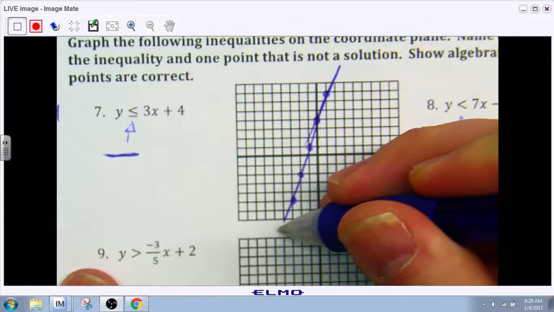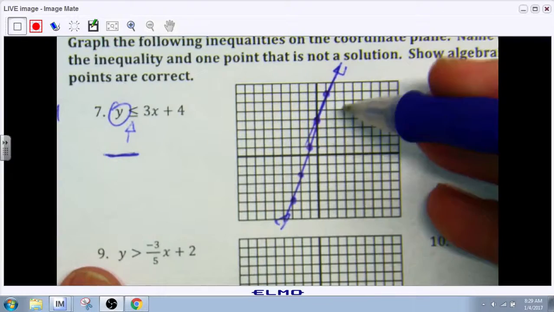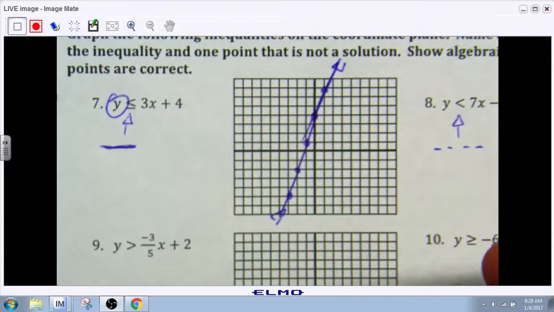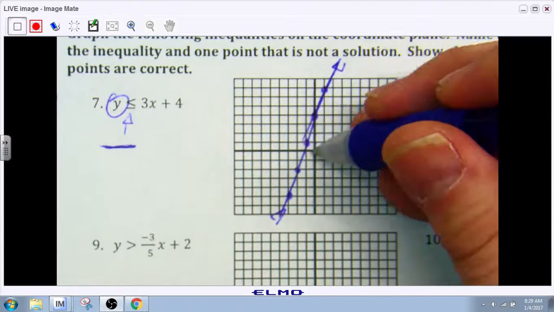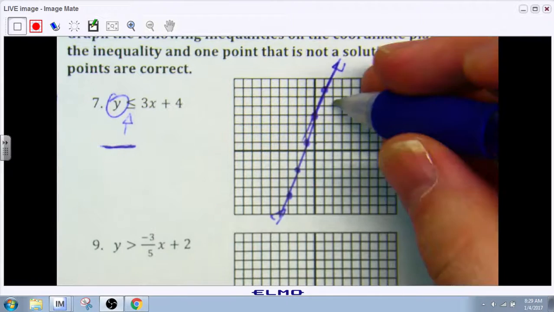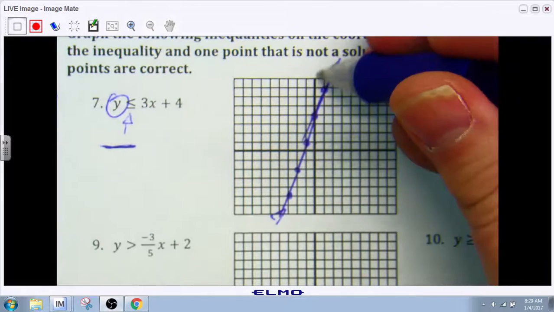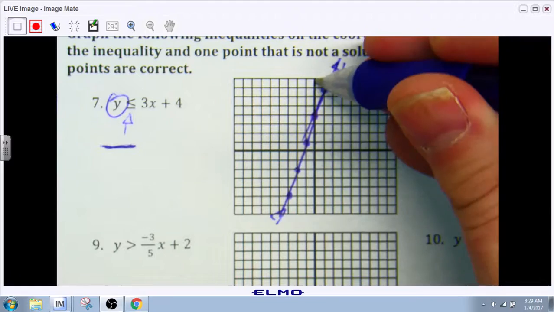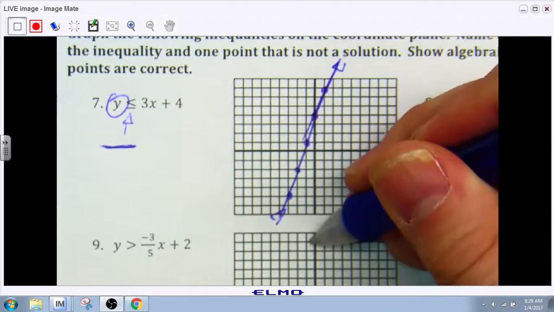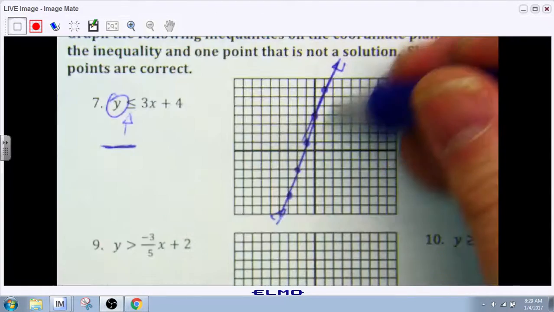Okay, so that's my line. And then I'm looking for all y values that are below this line. All y values that are below this line. So what I do is I look at my line, and the way I like to do it is I like to look at my y-axis. Here's my y-axis, this black line that goes up and down. So y values that are below this line.